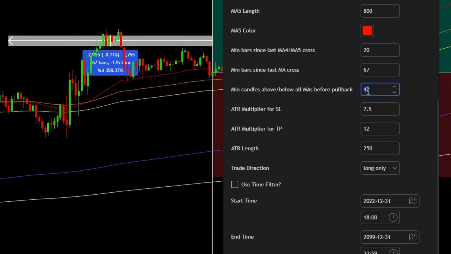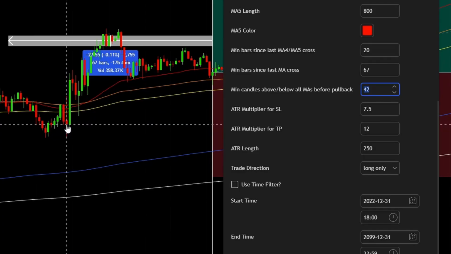And the third special rule is minimum candles above/below all MAs before pullback. Now this means that counting backwards from the entry signal candle, now this is set at 42, we need to have at least 42 candles where all of those candles closed above the three fast moving EMAs and not below.